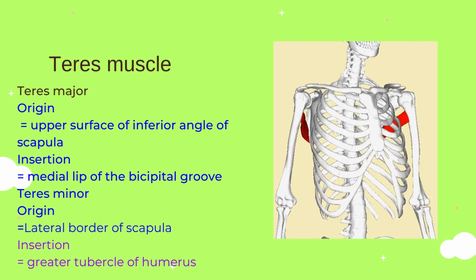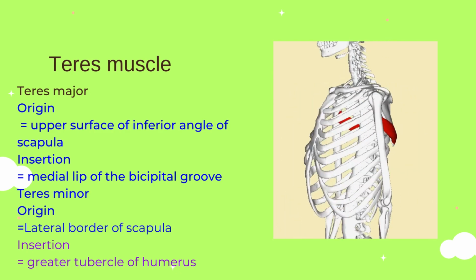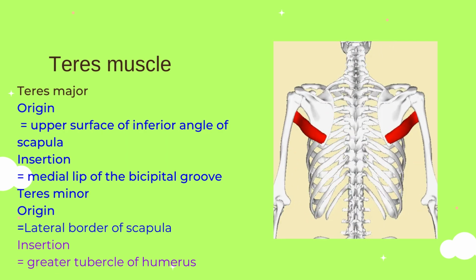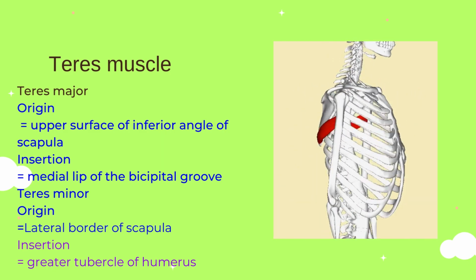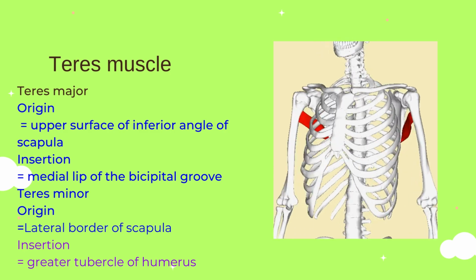The teres minor muscle primarily assists in the stabilization of the shoulder joint, particularly in movements involving external rotation of the arm. It is an important muscle for maintaining proper shoulder mechanics and stability, especially during activities that require overhead arm movements or throwing motions.